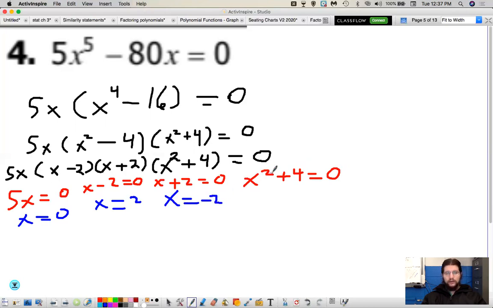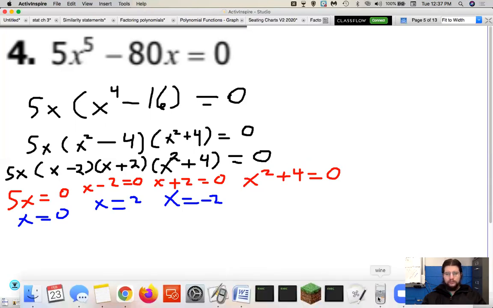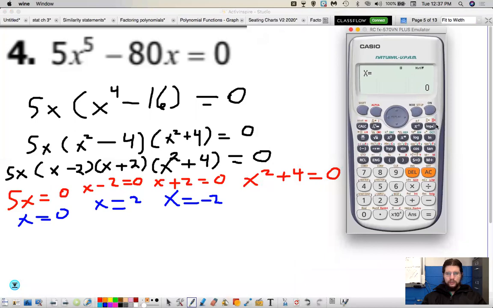Quadratic. Don't say x is negative 4 because it's not. Now b is 0, so if you're doing it by hand, you can use the square roots method. That's fine. If you're doing it with the calculator, a is 1, b is 0, c is 4. You get 2i and negative 2i.